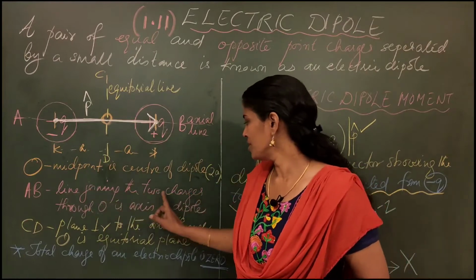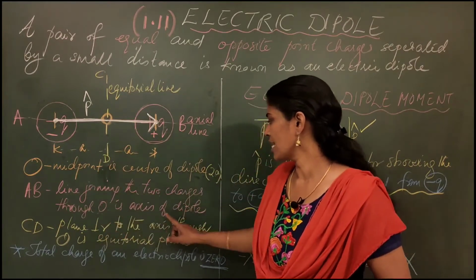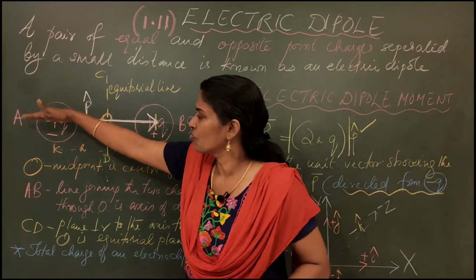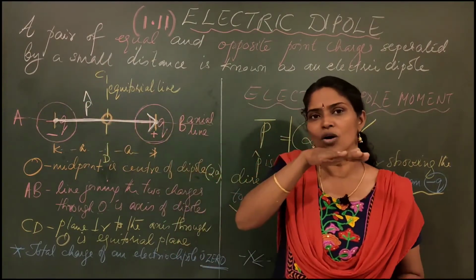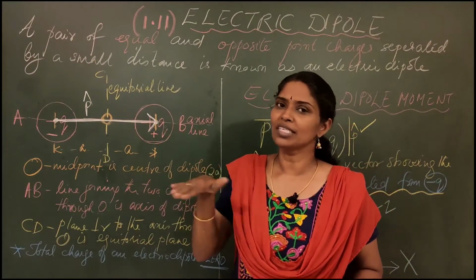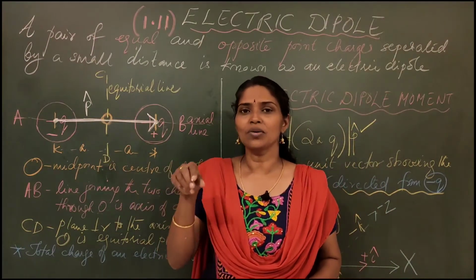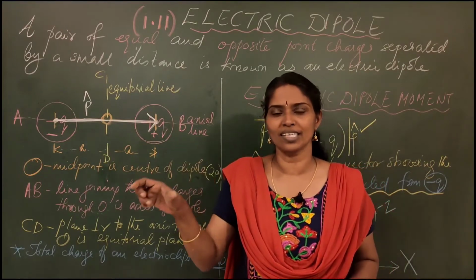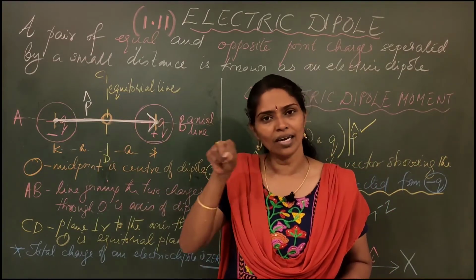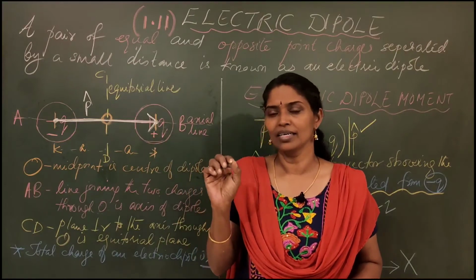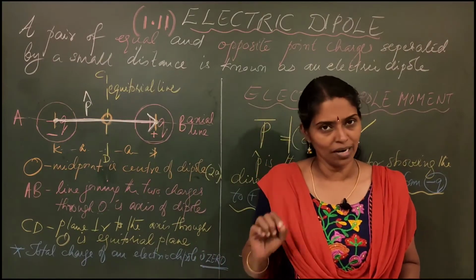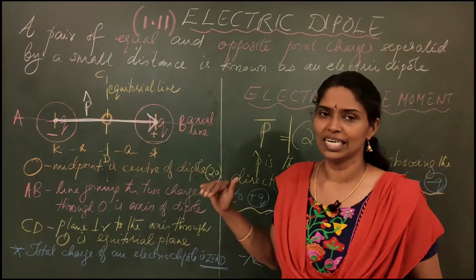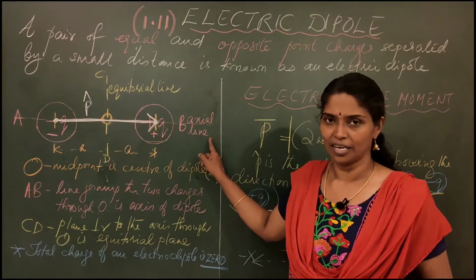Now the line joining the two charges through O is the axis of the dipole. If you have a line from A to B along its length, you can consider this similar to a bar magnet having a north and a south end. If you have a line along the length of that magnet, that is the axis. Similarly, from A to B through O, you have a straight line known as the axial line.